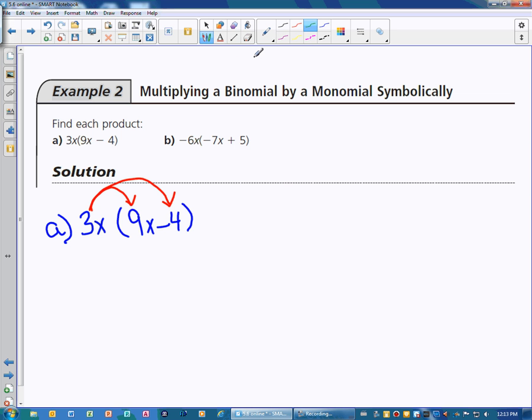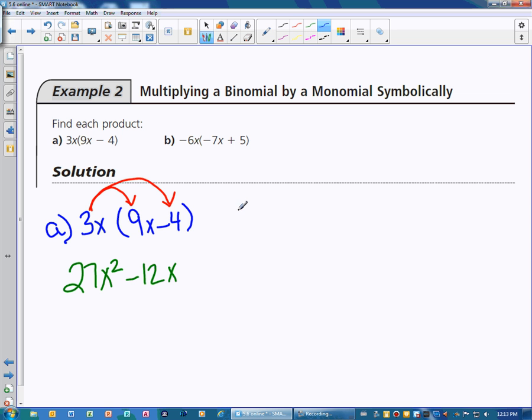So I'm going to multiply 3x by 9x. The 3 times 9 is 27. The x times x, x squared. Okay, start again. 3x times negative 4. Well, the 3 times negative 4 is negative 12, positive times negative, negative, and then the x. That's the answer to A.